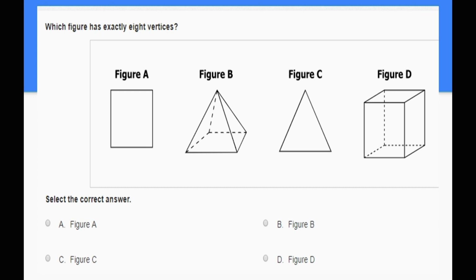Now let's try this question. Which figure has exactly 8 vertices? Remember, you can use a cube in your home to help you. The answer is D, the cube. The cube has exactly 8 vertices, or corners, that you can count.